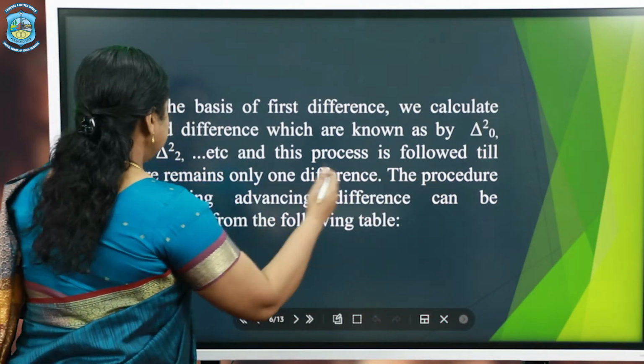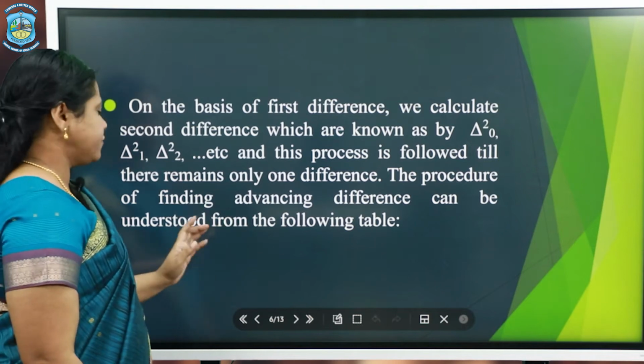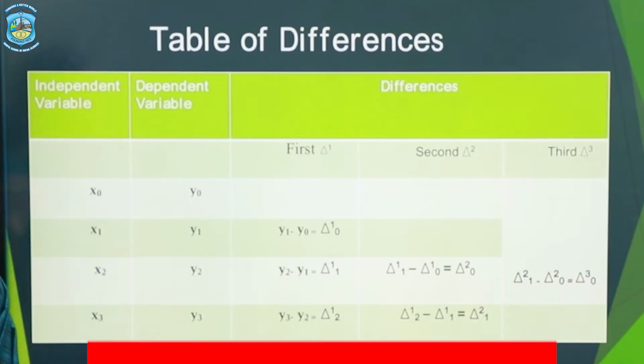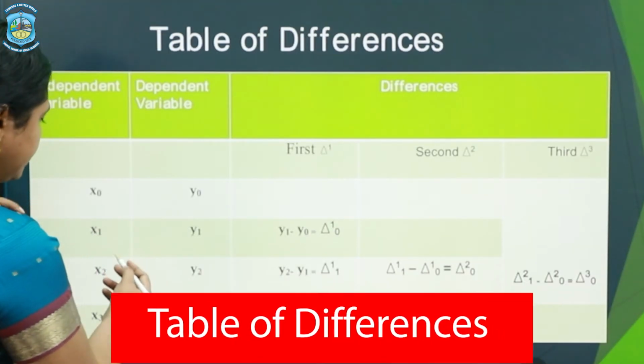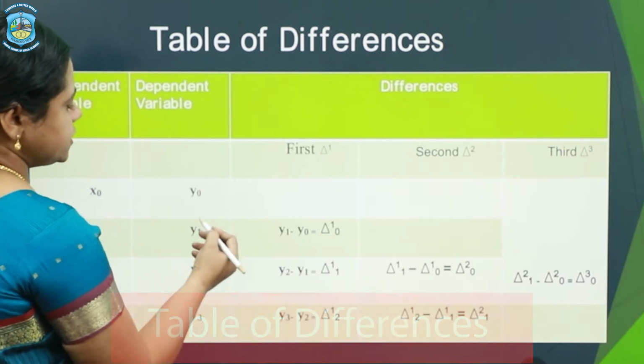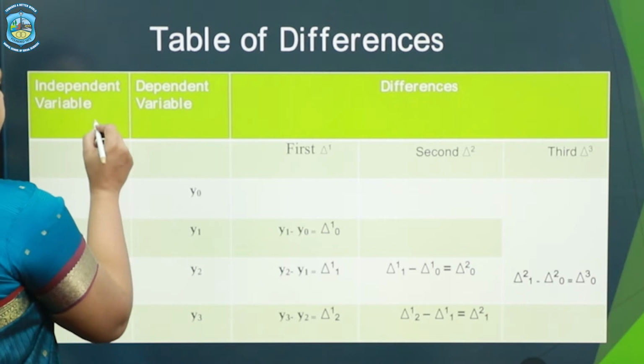Now the procedure of finding advancing differences can be understood from this table. The independent variable is x0, x1, x2 and x3. The dependent variable is y0, y1, y2 and y3. Okay.